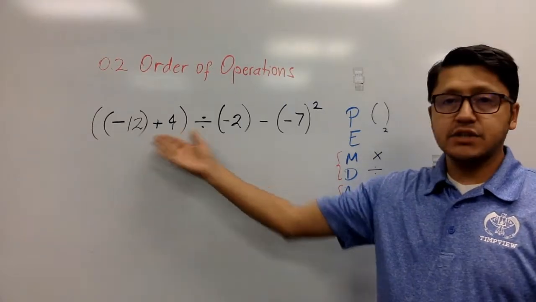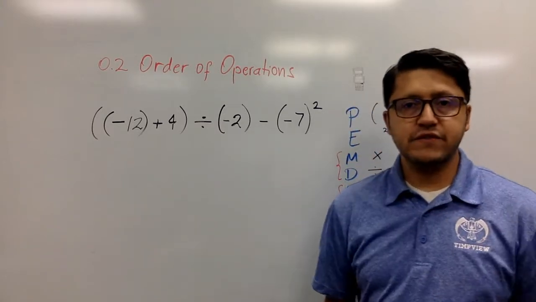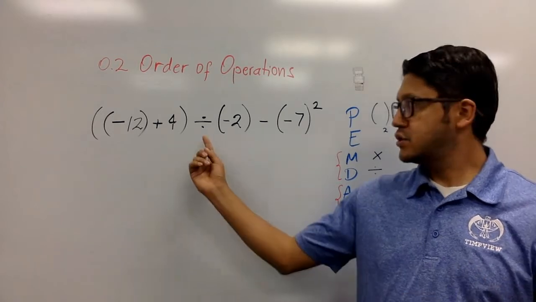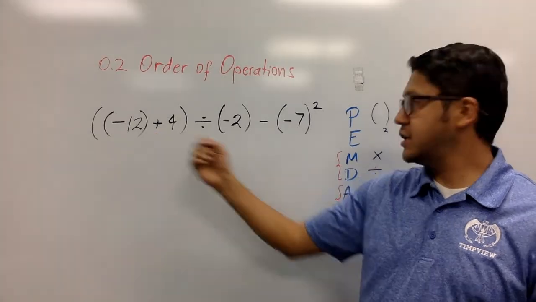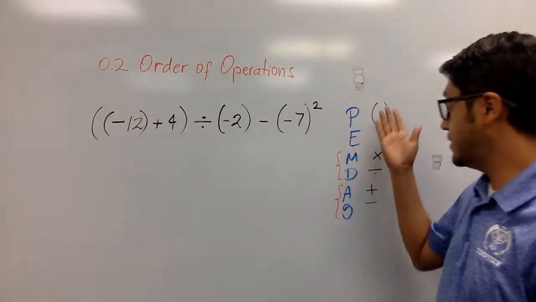So the exercise you have here in front is one case where you have a combination of everything. You have parentheses, you have exponents, you have a division, you have an addition here, you have a subtraction here. So let's prioritize just the way that it is thought.